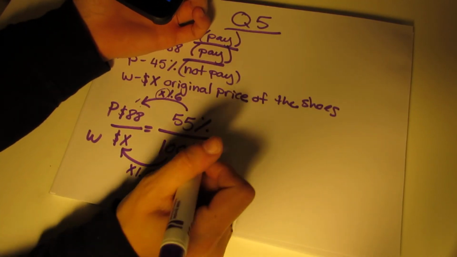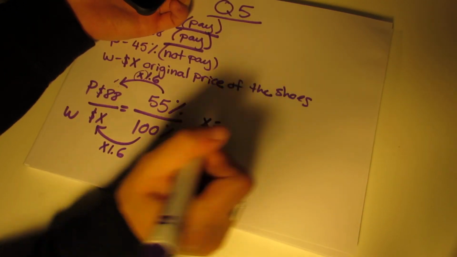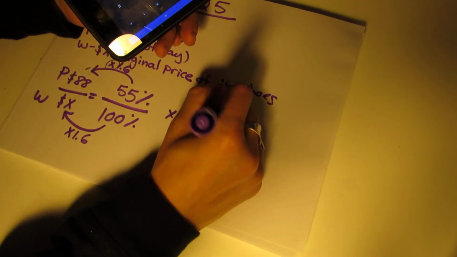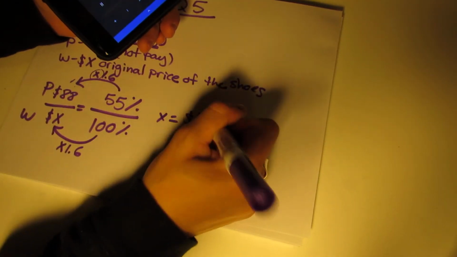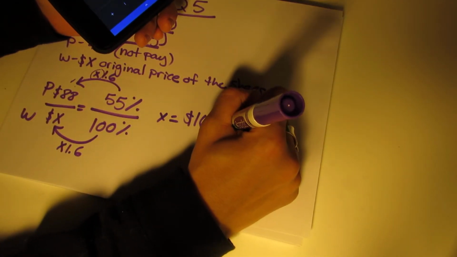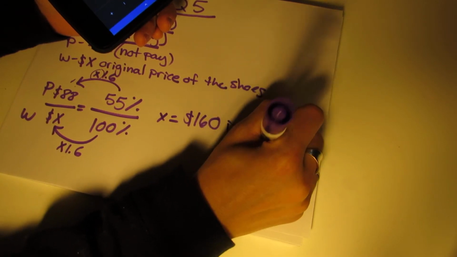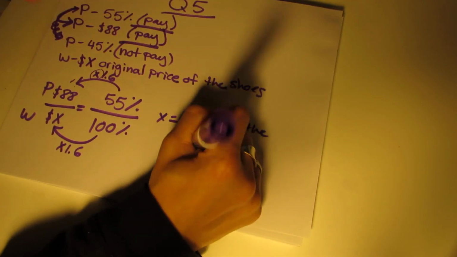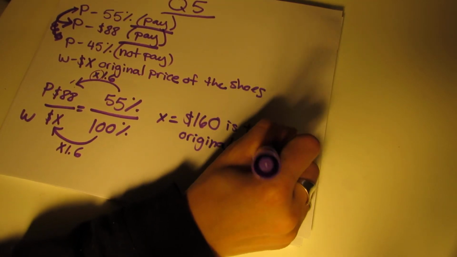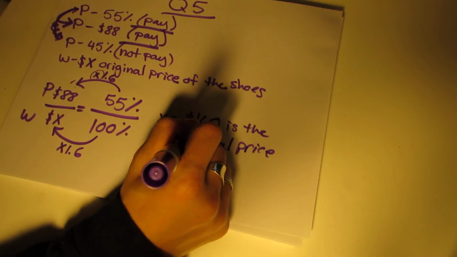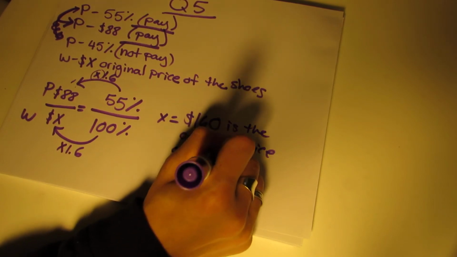So x is equal to, oh, I'm going to have to write it off to the side. $160 is what? Don't just write 160. You better be specific. $160 is the original price of Andrew's shoes.